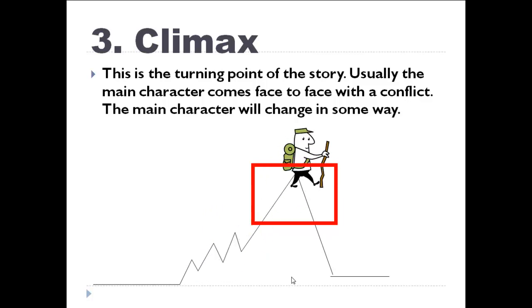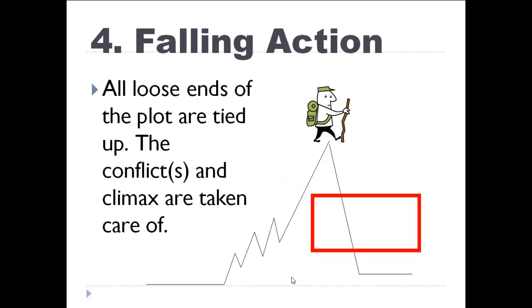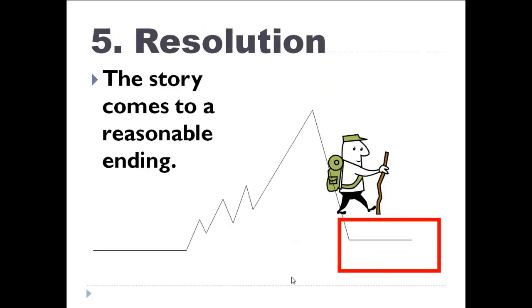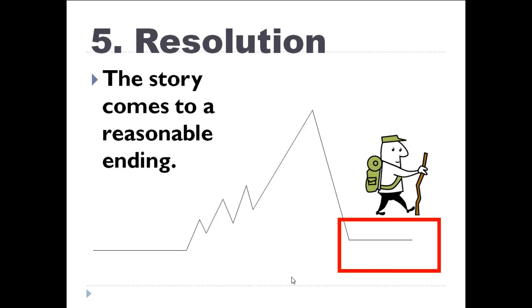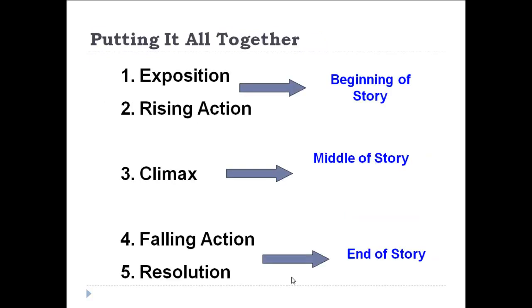So after the climax, we have the falling action. All loose ends of the plot are tied up. The conflicts and climax are taken care of. Everything ends, no more conflict. What happens after that? After the falling action, we have the resolution. The story comes to a reasonable ending, and here the story ends and everything is solved.